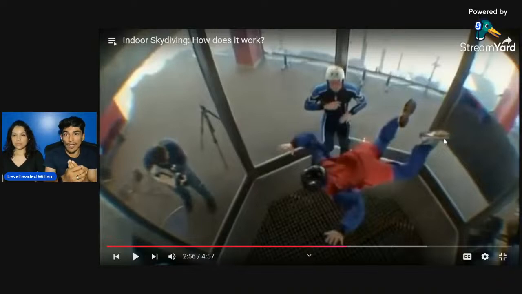So that's how you can multiply 30 mile an hour winds to 120 mile an hour winds and be able to simulate skydiving. Because that's the force required to be able to lift a human, for example, in the belly flop position. Again, this is facts. This is physics. This can be measured, tested, and repeated.